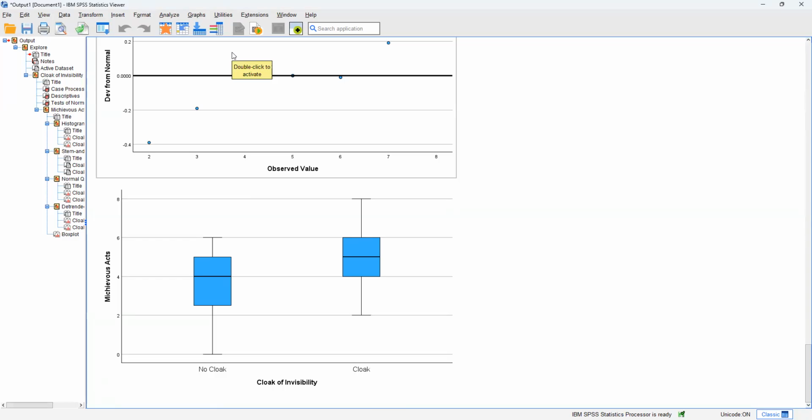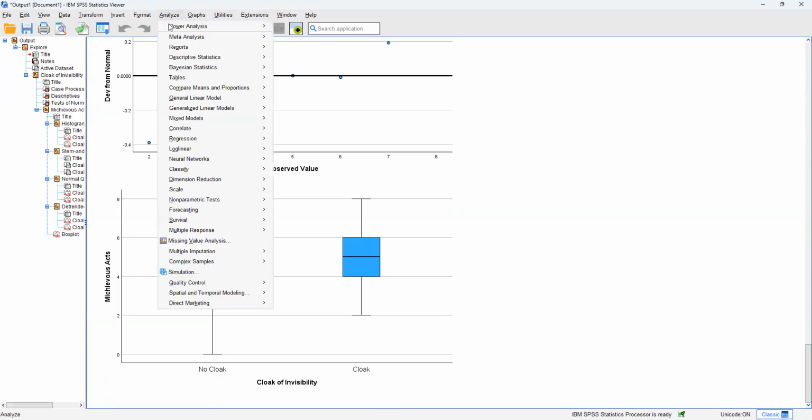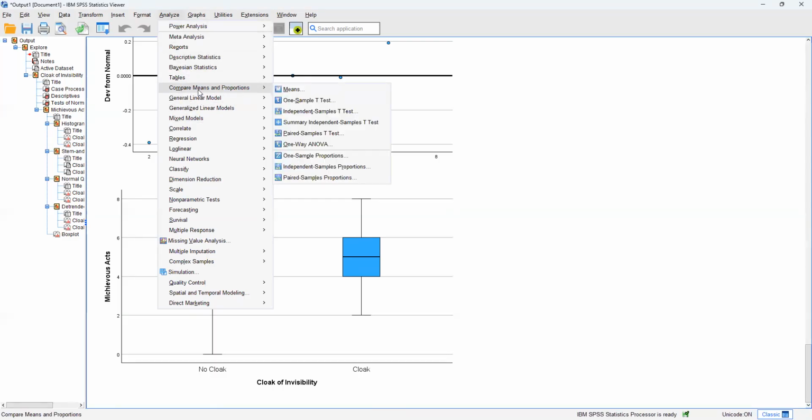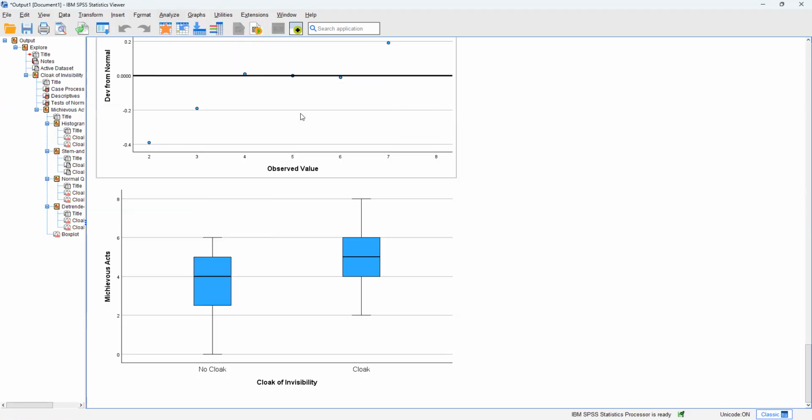To do that, we're going to go back to where we find our t-test. So analyze, compare means and proportions, and then independent samples t-test. Okay. So analyze, compare means, independent samples t-test.